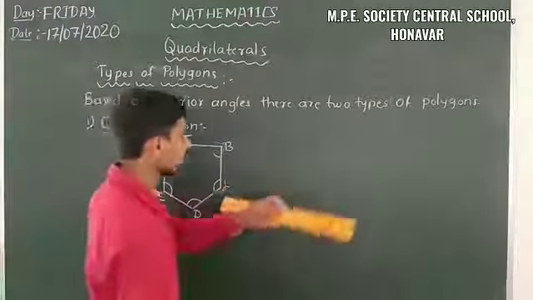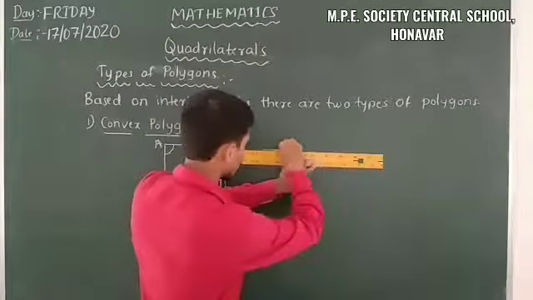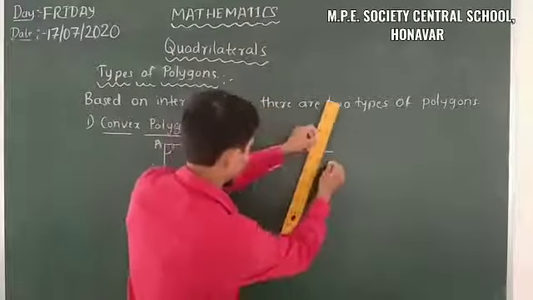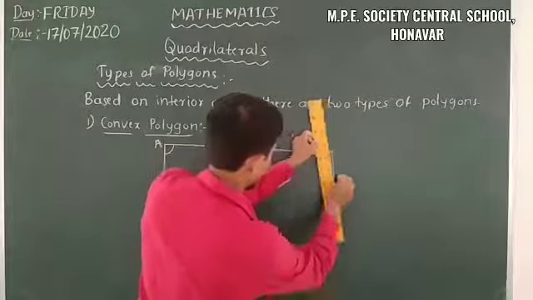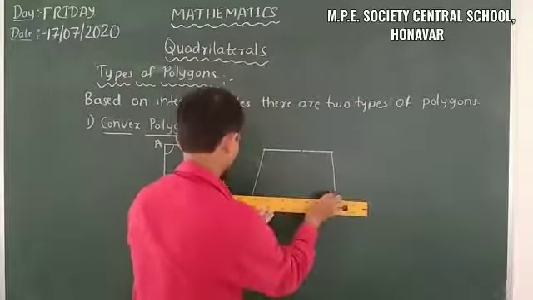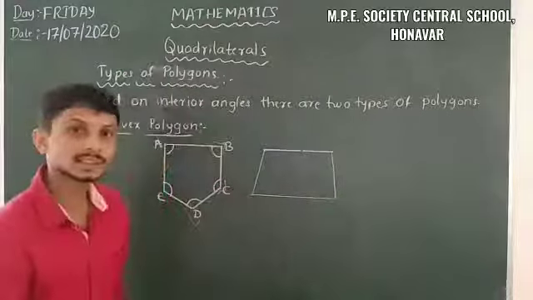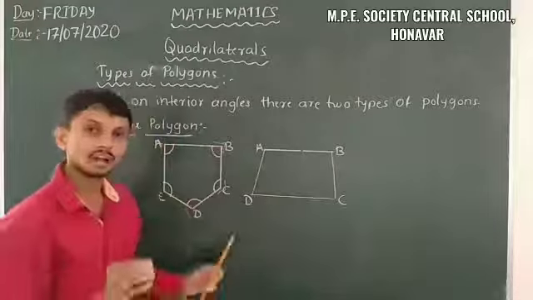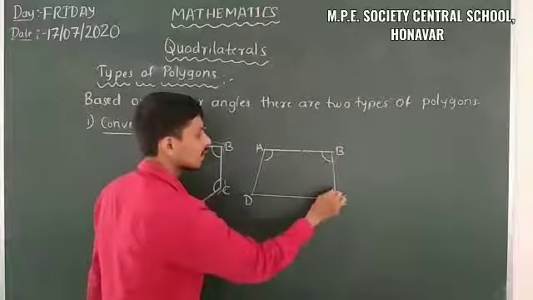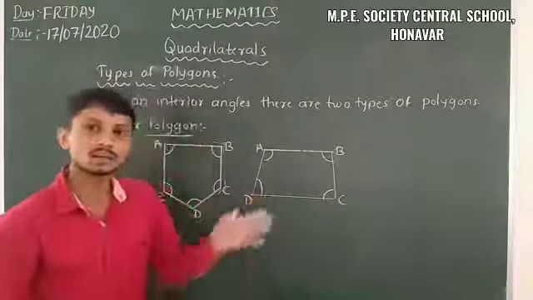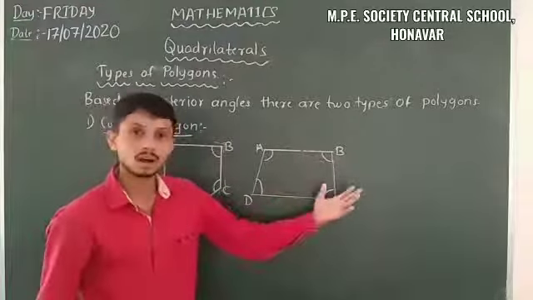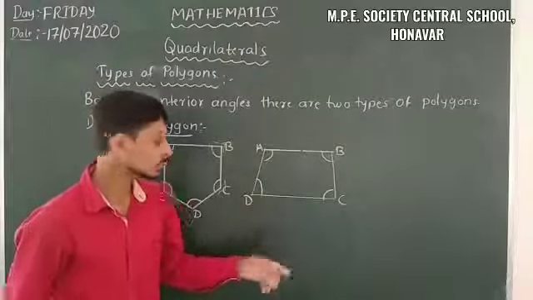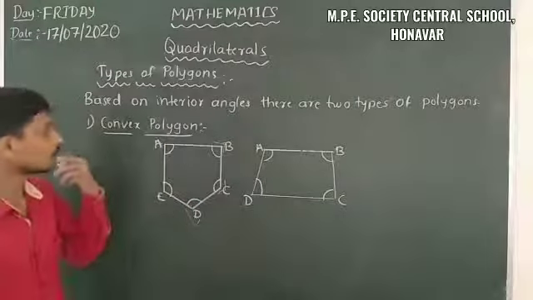Let us take another example. It is also an example of a quadrilateral, that is A, B, C, D. There are 4 interior angles, and all 4 interior angles are pointing outwards. There are no angles pointing inward. So then we have to define the convex polygon.